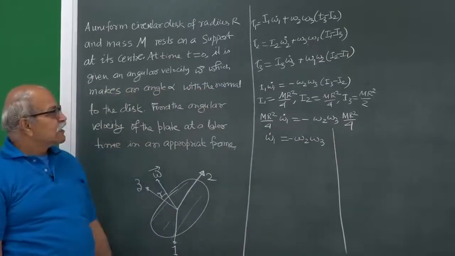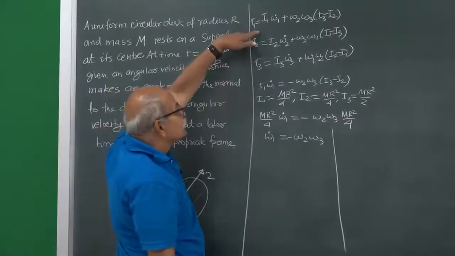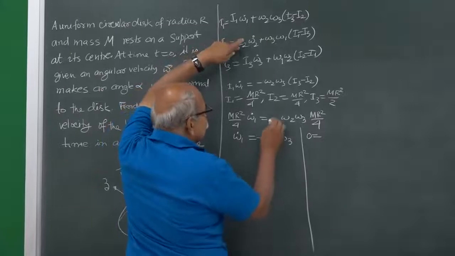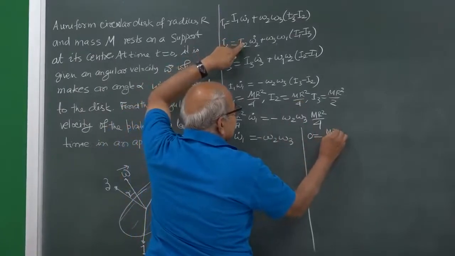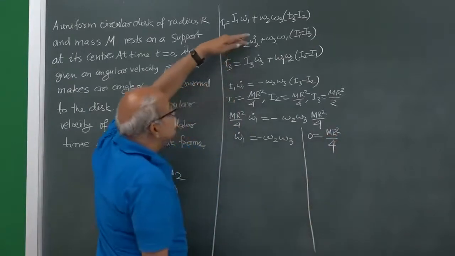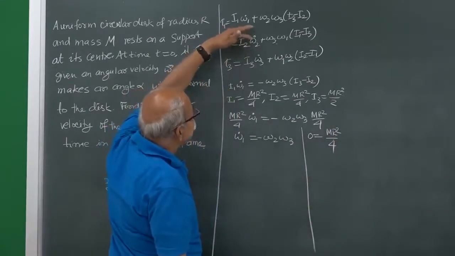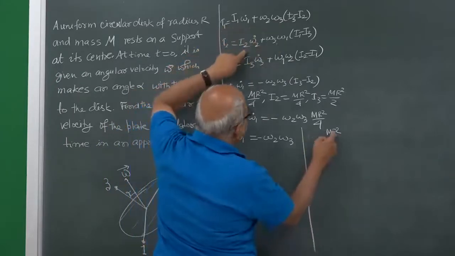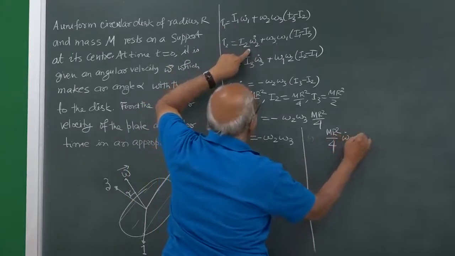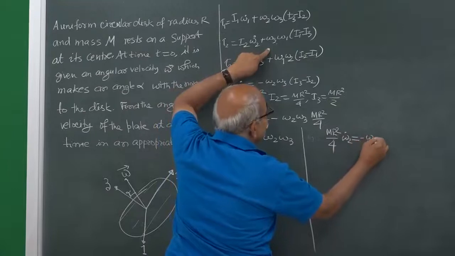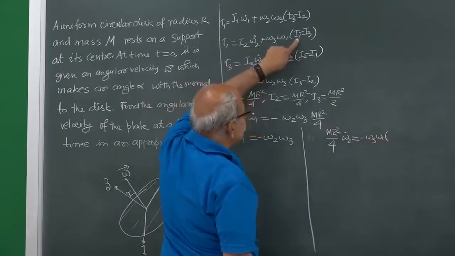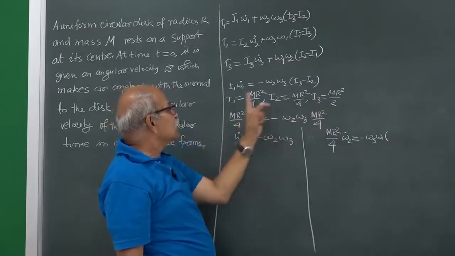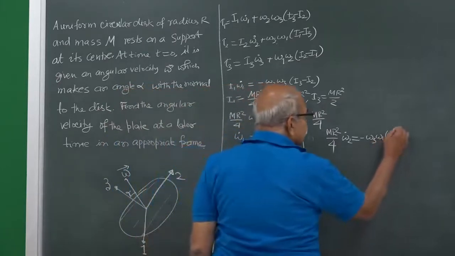Okay. Similarly, write that second equation, this one, tau 2 is 0. So, 0 is equal to I2, which is mr square by 4, times omega 2 dot, plus the other term. So, I2 omega 2 dot is equal to minus omega 3 omega 1 times I1 minus I3. Here is I1 and minus I3 is here. So, this is minus mr square by 4.